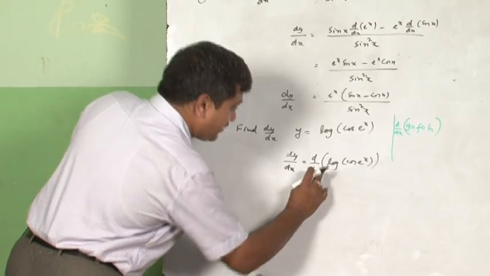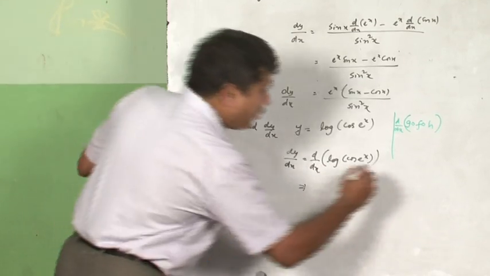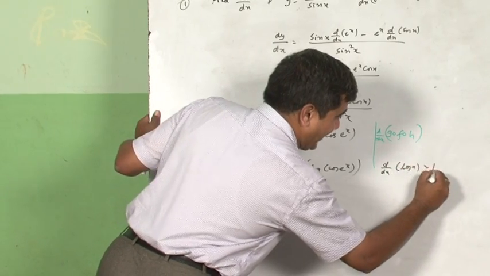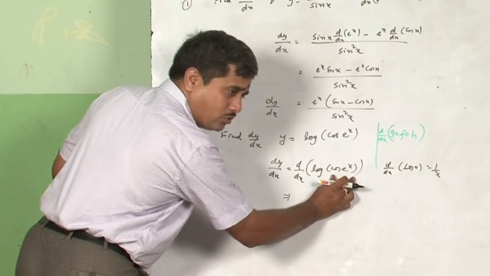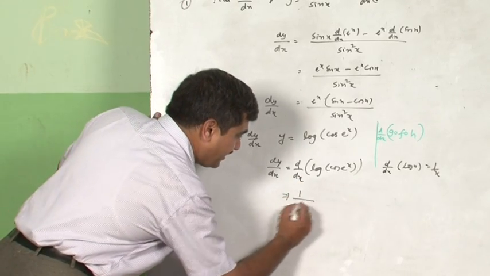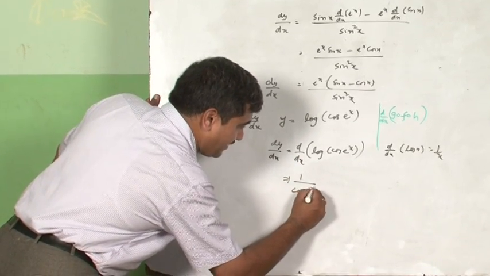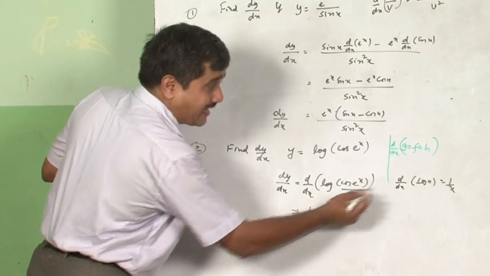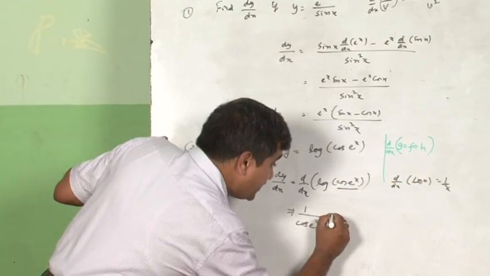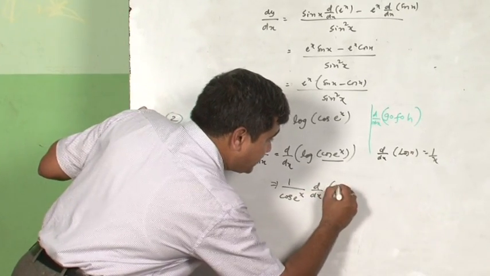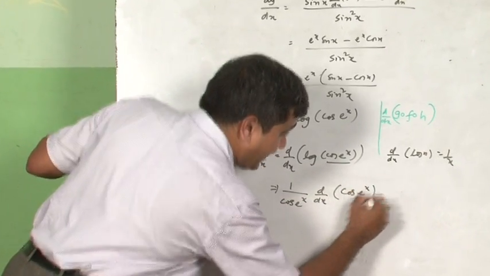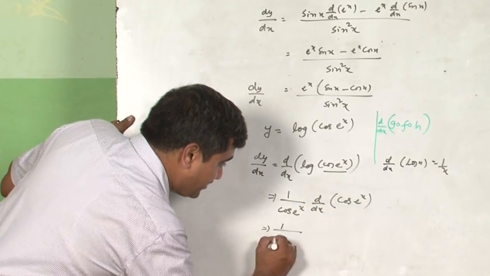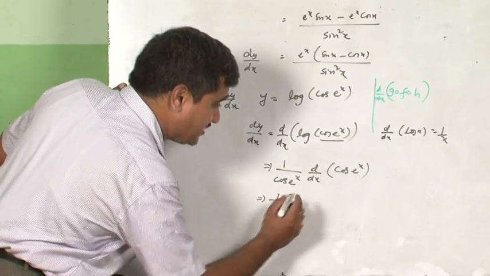First, differentiation will take place for log. What is the differentiation of log x? That is 1 by x. Whatever is connected into log will come into the denominator, that is cos e power x. Then, since it is not x as it was in the formula, cos e power x is going to get differentiated again. When you take this differentiation, what happens? 1 by cos e power x will remain as it is.